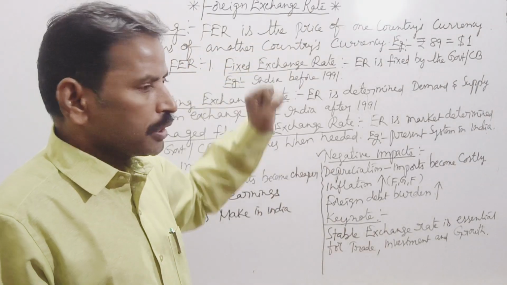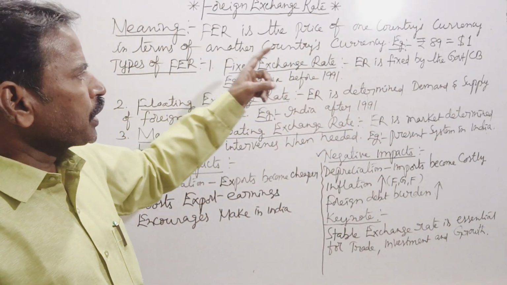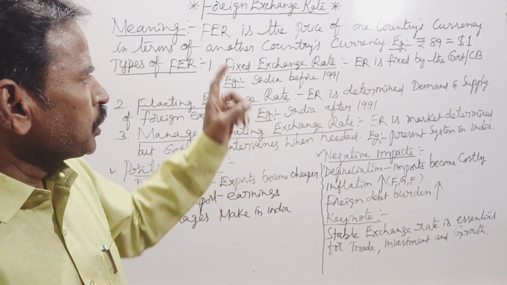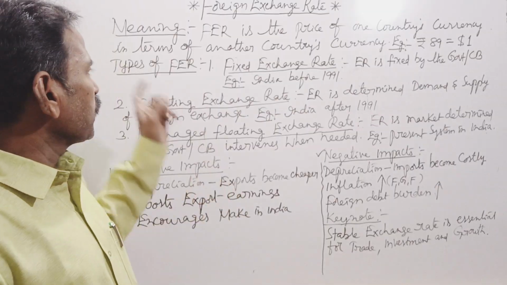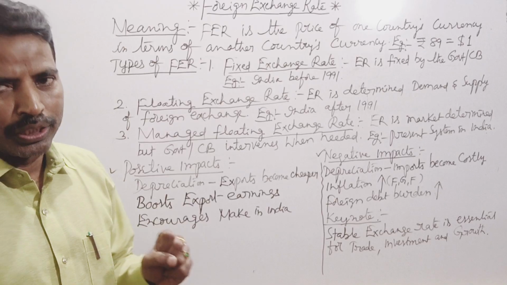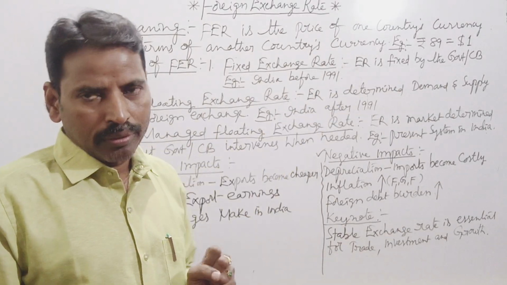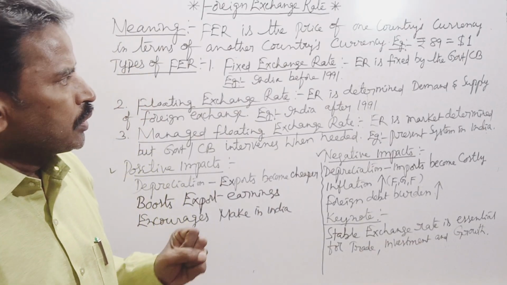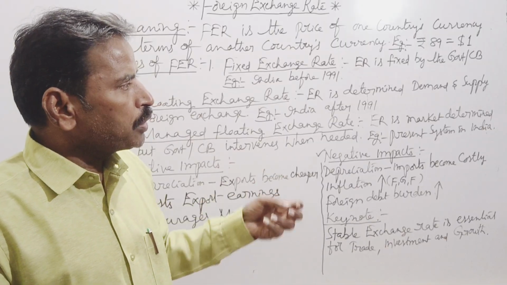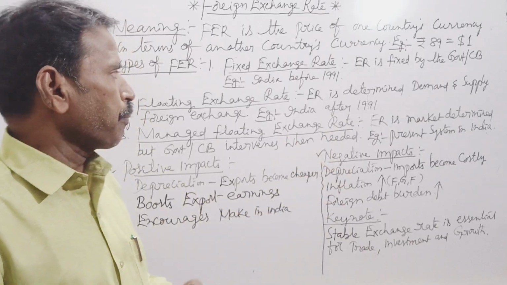Foreign exchange rate is the price of one country's currency in terms of another country's currency. That means price of one country's currency in terms of another country's currency is known as foreign exchange rate. For example, 89 rupees is equal to $1. In other words, 1 rupee is equal to 0.011 dollar. This is called foreign exchange rate.